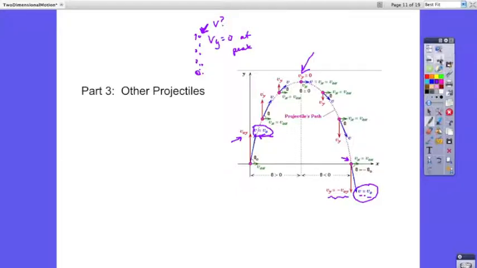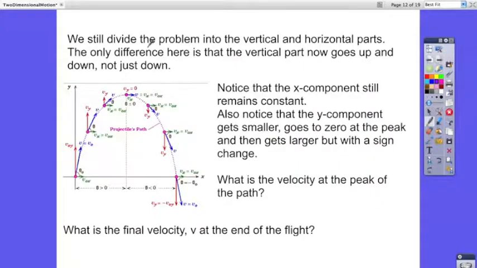Okay, let's learn some more stuff about other projectiles. We're still going to have to divide the problem into vertical and horizontal parts. So we're going to have to use the very first thing that we learned about finding the components of vectors. We're going to have to be able to find the components of an initial velocity. Notice, as I said, the x component of the velocity still remains constant. That green arrow is the same size all the way through the problem.